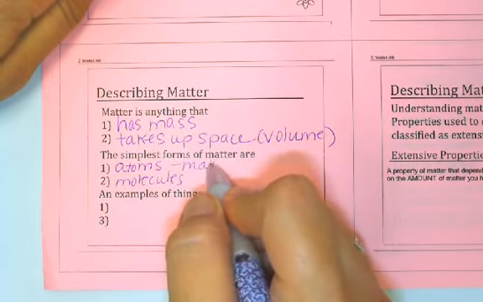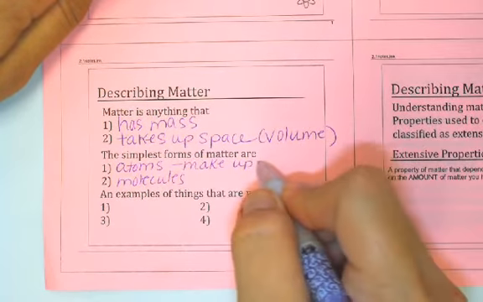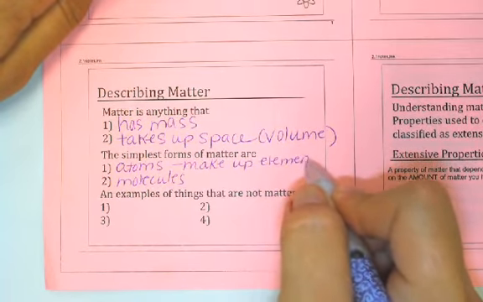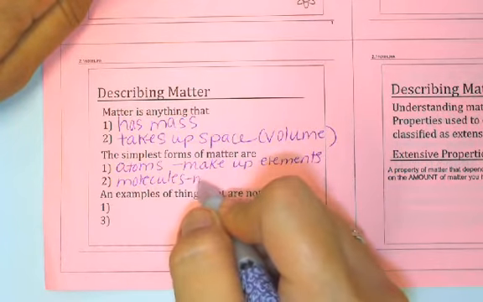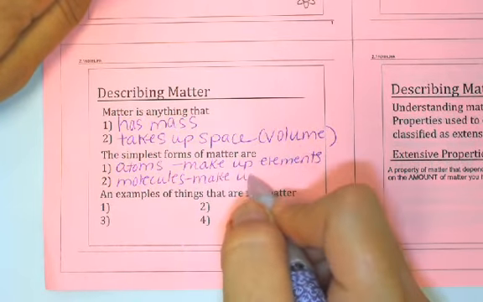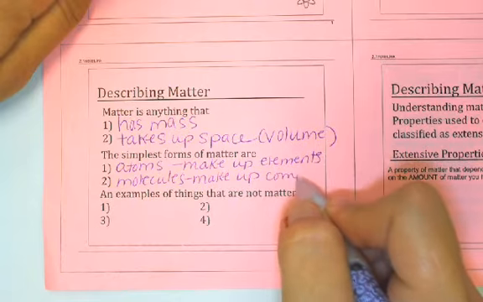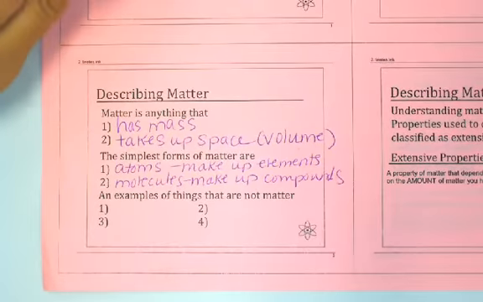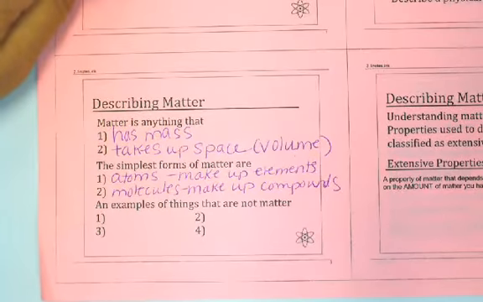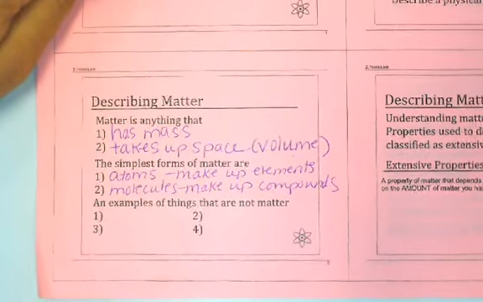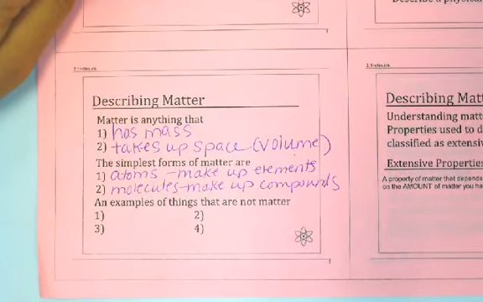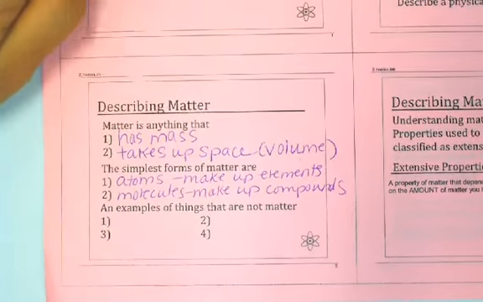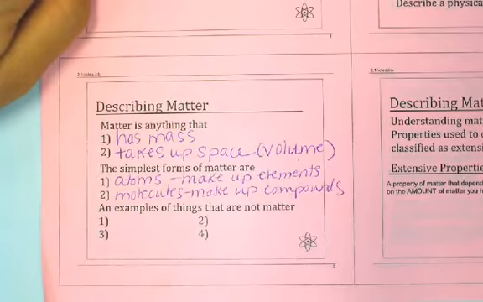Atoms make up elements. And molecules make up compounds. So we can say it either way. The simplest forms of matter are either atoms and molecules or elements and compounds. So that pretty much means everything that we can think of on Earth.